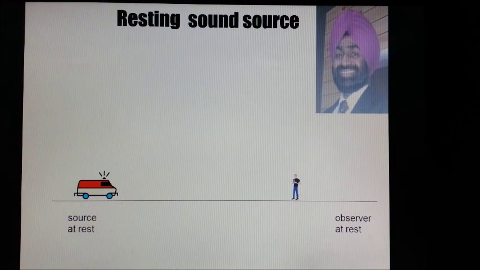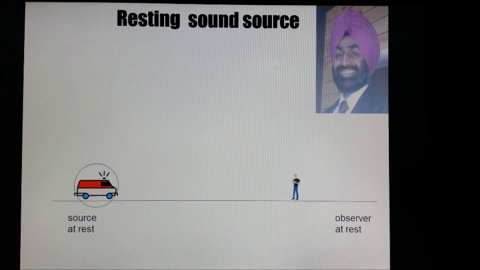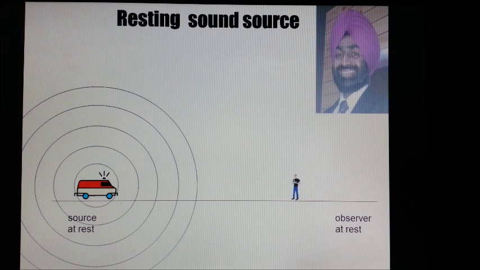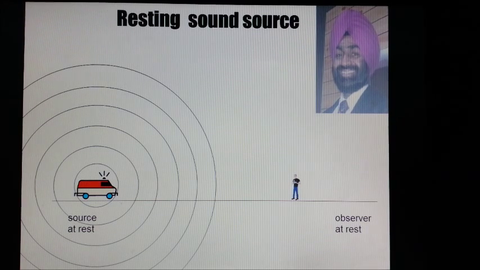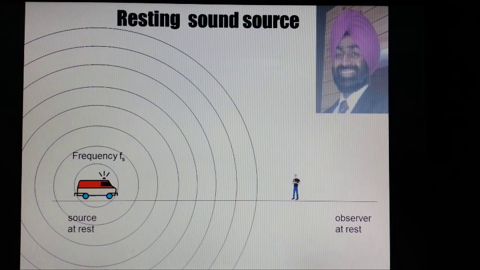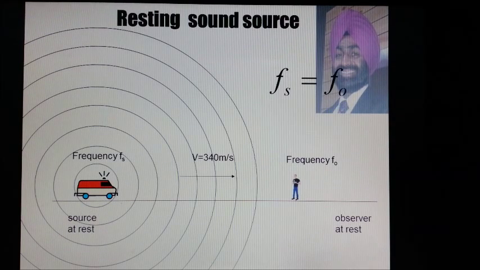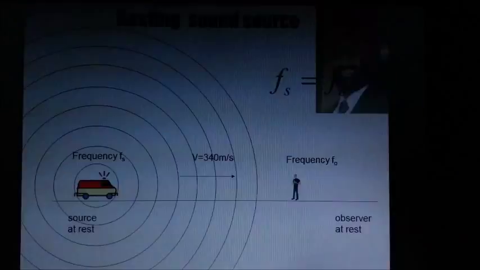If the source is at rest and the observer is also at rest, the waves are equally spaced in both the directions. In front of the source, the distance between the waves is the same, and at the rear side also the distances are equal. But what if the source is in motion? Here the frequency heard is equal to the frequency of the source, n.